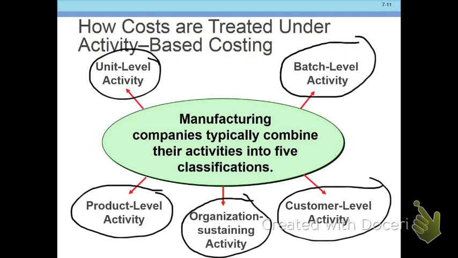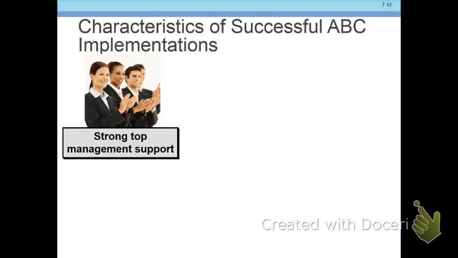So if you think about it, there's 5 layers here, 5 levels, starting at unit and then going all the way up to organizational sustaining activities.